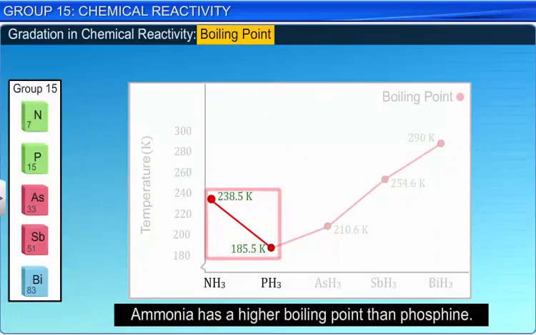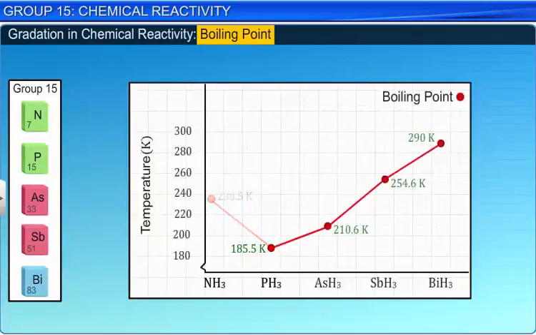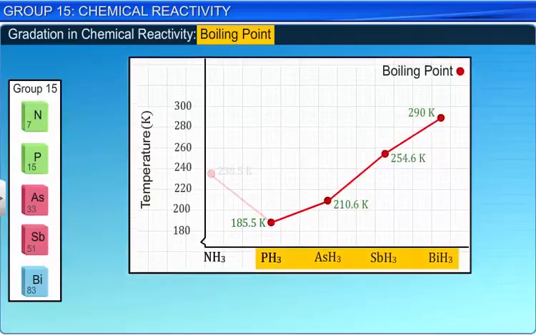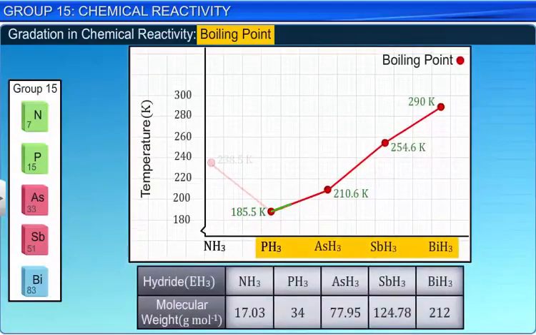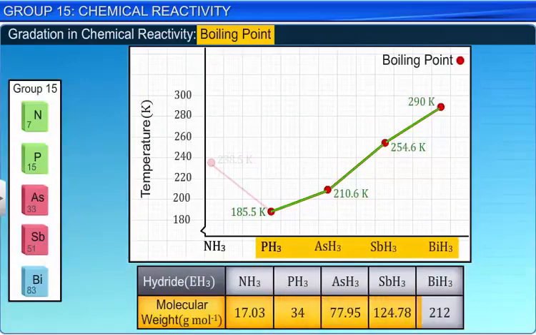Further, as we move down the group from phosphine to bismuthine, the increase in boiling point is attributed to the increase in their molecular weights. Note that the same trend is observed for their melting points.